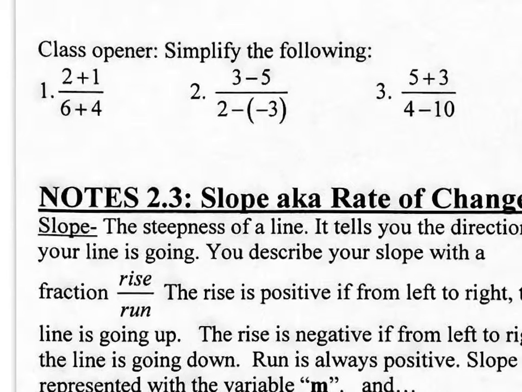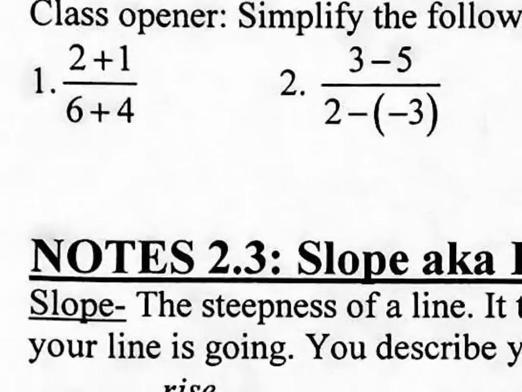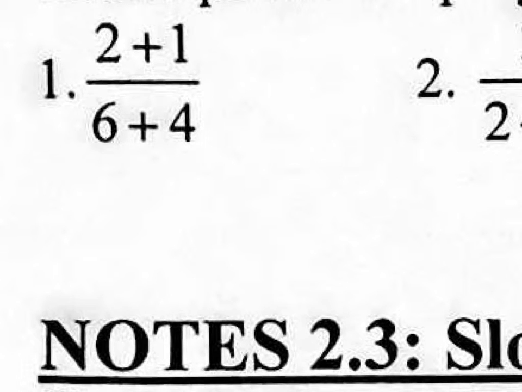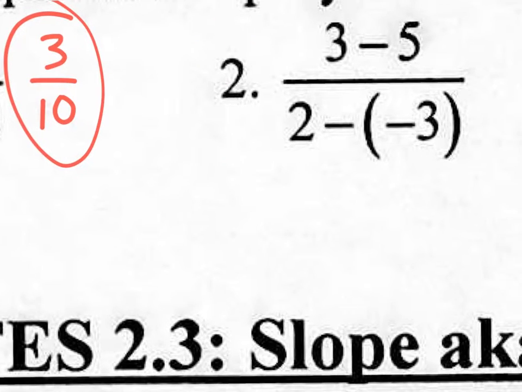So on number one, what we need to do is just do the math. Whenever you have math that you could do on a fraction, do the numerator, then do the denominator, then worry about dividing or simplifying. So 2 plus 1 is 3, and 6 plus 4 is 10. And could you do anything with the 3/10? No, you can't. So that's your answer, simplifying.